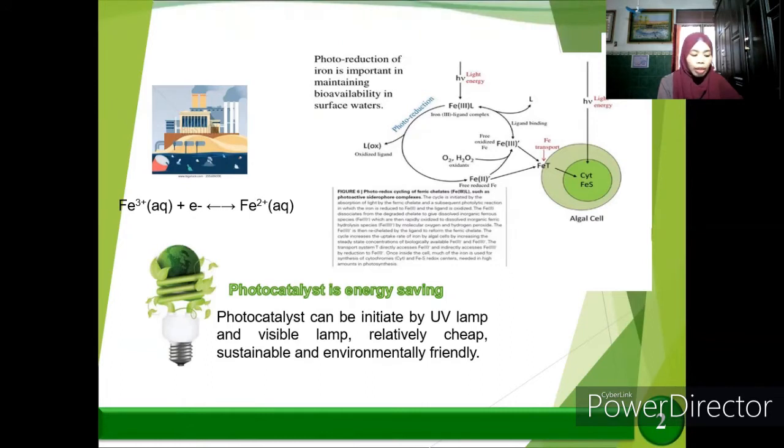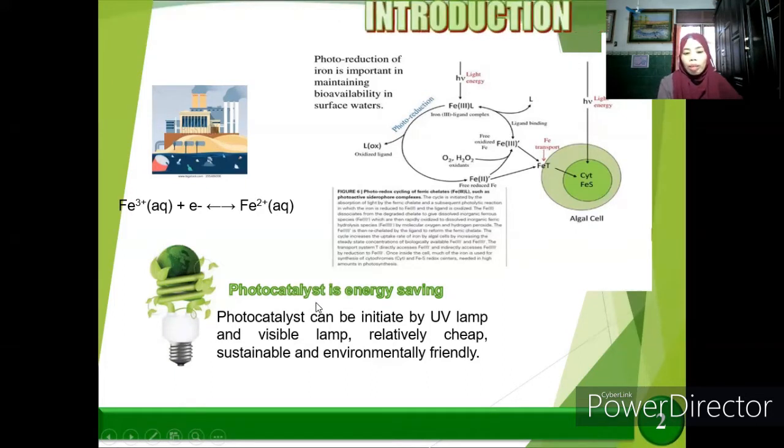Therefore, ferric iron photoreduction may not only control the primary productivity in the oceans, but has a tremendous impact on iron cycling in the littoral zones of freshwater and marine environments. And the technology that we have used in this research is a photocatalyst. As we know, photocatalyst is energy saving, and can be initiated by UV lamp and PCB lamp. It is also relatively cheap, sustainable, and environmentally friendly.